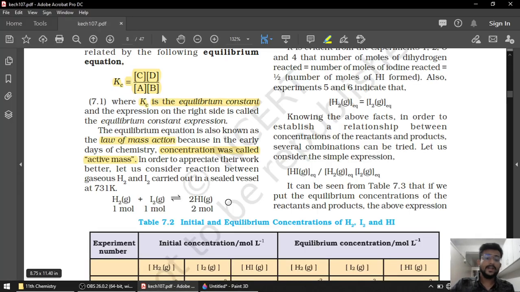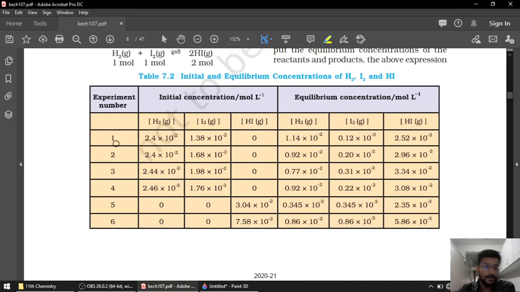For that, they have taken 6 experiments. Look at over here, 1, 2, 3, 4 and 5, 6. Two different types of experiments have been considered in this particular manner. Okay, initial concentration. Look at this. Initial concentration means at the beginning of the reaction, what amount of compound was taken. Equilibrium concentration means concentration when equilibrium is attained.